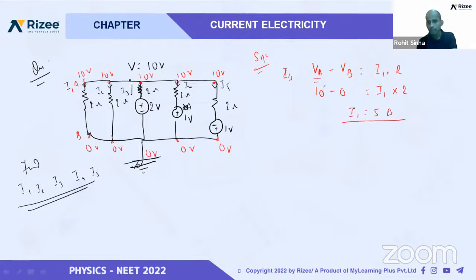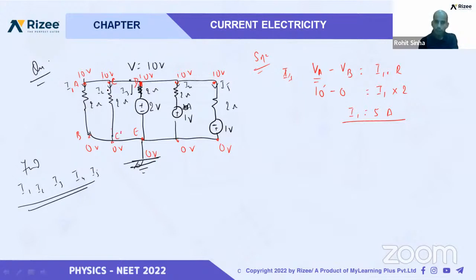You got I1. Now similarly you can do for the next branch. I2 will also be 5. I am taking here, suppose it is D and it is E. You will take here B, C, D. Let us take this as C and this as C dash.